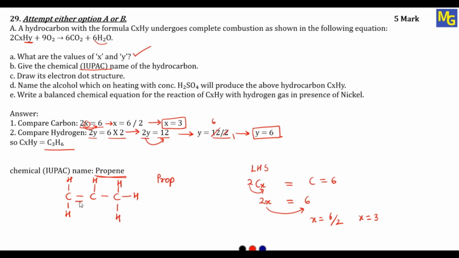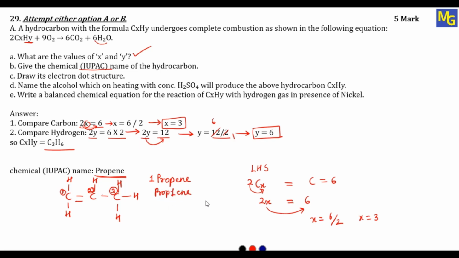The bonding is double bond. Double bond means what? Ene. So it is ene, and the name is propene. If you number the carbon, this carbon is 1, this carbon is 2 and this carbon is 3. Therefore, we can write the number of the carbon which has this double bond. So it will be 1-propene, or you can say prop-1-ene.